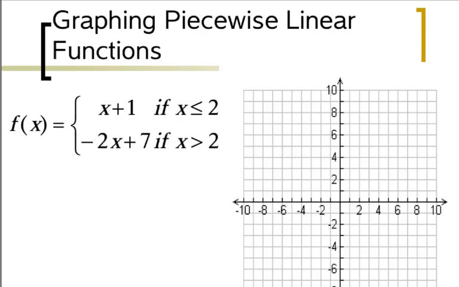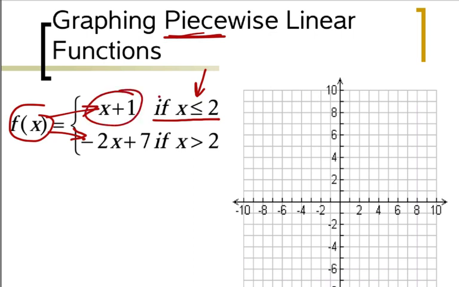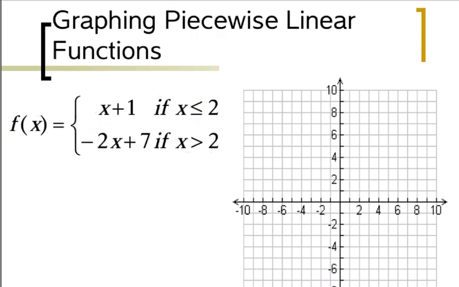In this lesson, we're going to take a look at graphing piecewise linear functions. Piecewise linear functions means that they're kind of broken in pieces. There's two graphs happening. It says f of x is equal to these two different equations based on certain restrictions. If x is less than or equal to 2, we use this graph. When x is bigger than 2, we use this second equation. So let's see how this plays out.